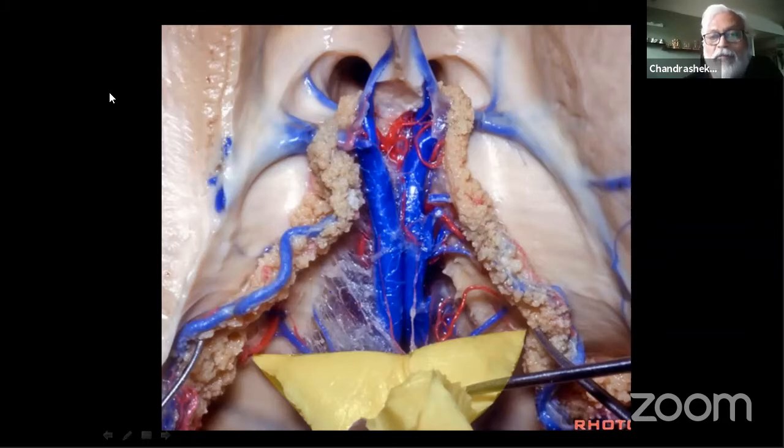So these are the three main approaches I use for dealing with lesions in this area.